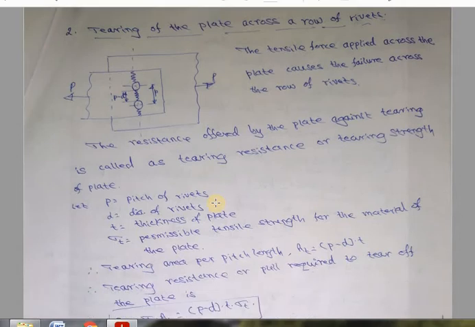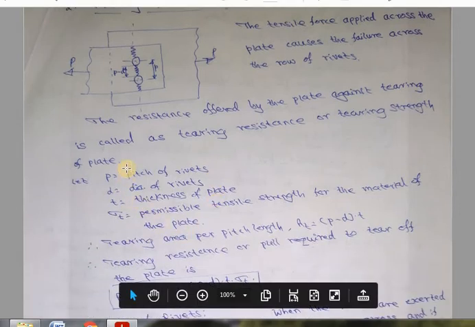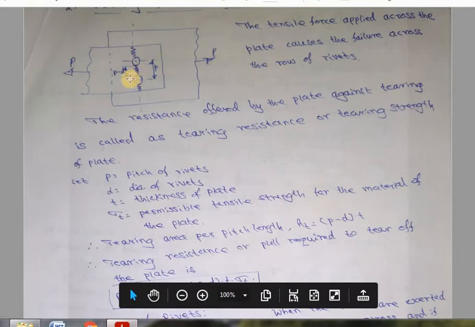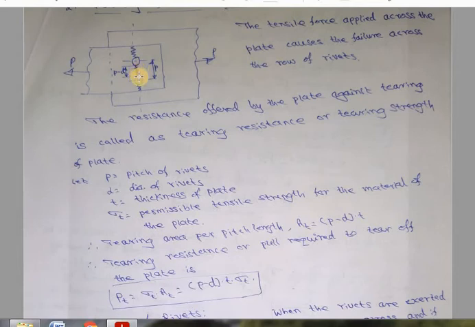Now here we calculate the tearing resistance of the plate per pitch length. So only one pitch, because in this row there can be many rivets. There can be 100 rivets. So we are not going to calculate along the length of the row. We calculate only per pitch length, failure per pitch length. So as a result, what is the area of the plate? Area is going to be P minus D, this is between the rivets. P minus D is the length, into thickness T. That gives me the area of the plate.